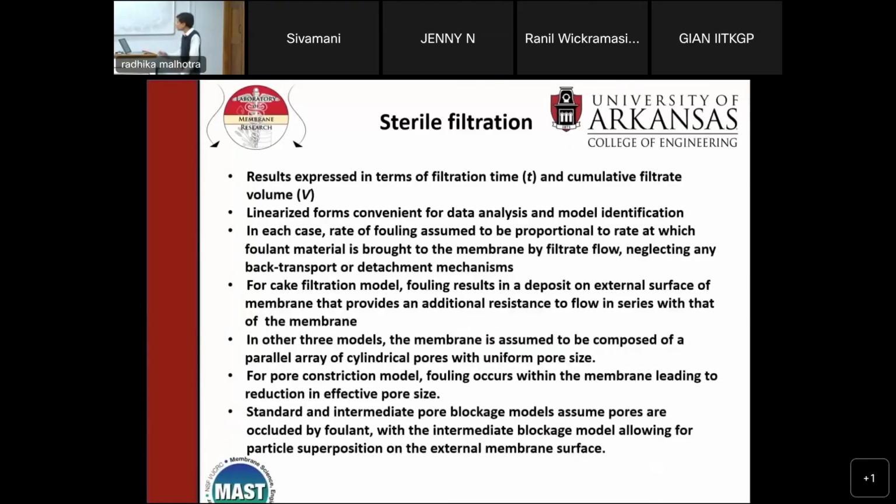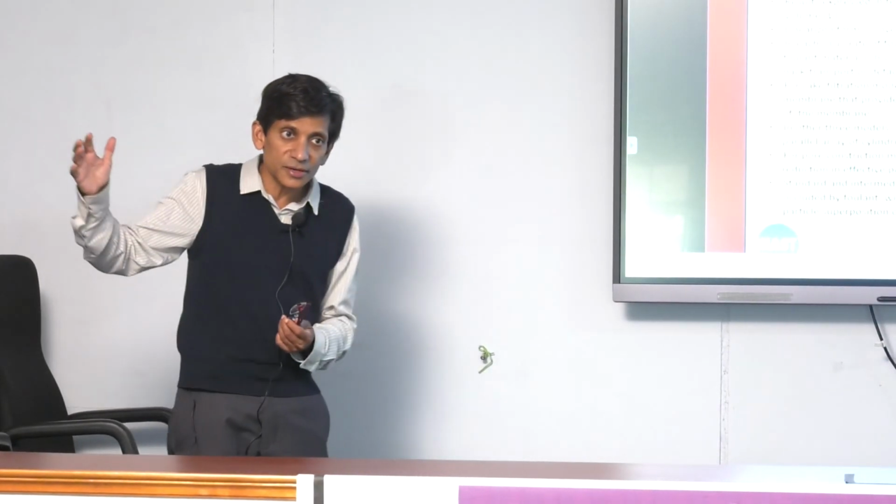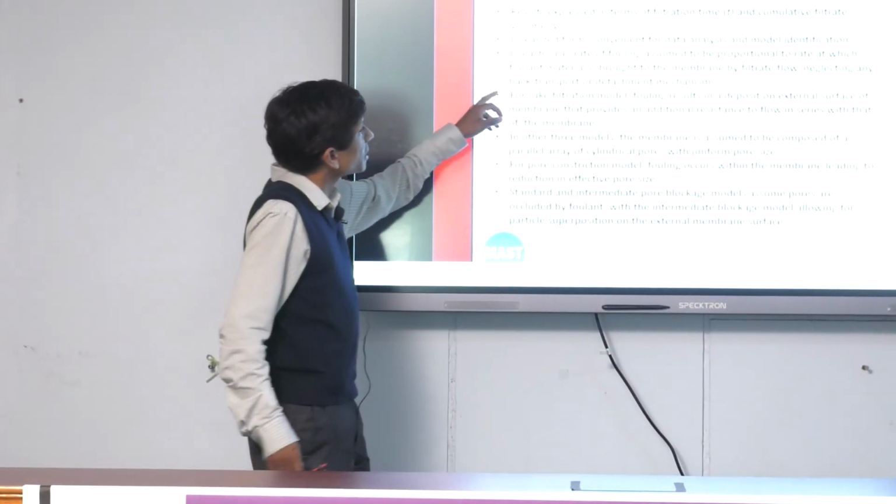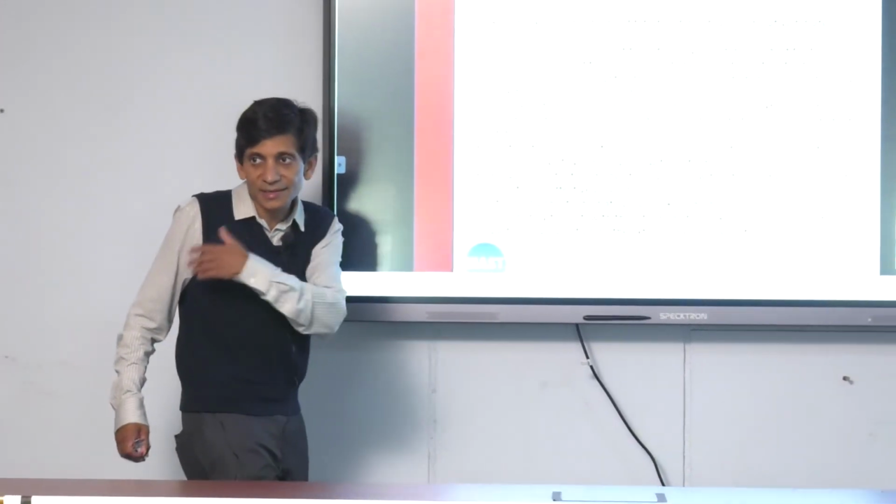Okay. Now, a few things here, and then I think we'll take a break. Results are expressed in terms of filtration time and cumulative filtrate volume. So how much can you filter in a given time? Linearized forms convenient for data analysis and model identification are used. In each case, the rate of fouling is assumed to be proportional to the rate at which foulant material is brought to the membrane by filtrate flow. In other words, the amount of fouling is proportional to the amount you process, right? Because it's dead-end filtration. So filtrate flow means everything that comes to the membrane surface, neglecting any back transport or detachment mechanism. So you don't assume anything can detach or go backwards.